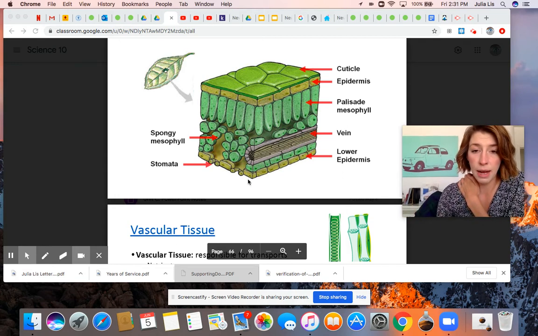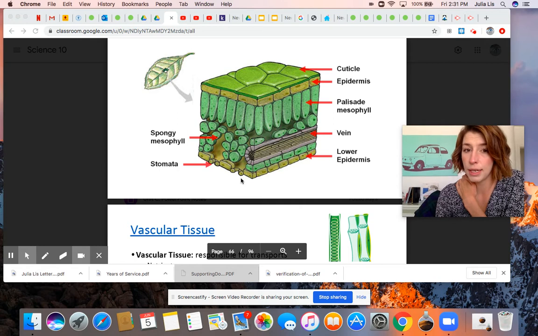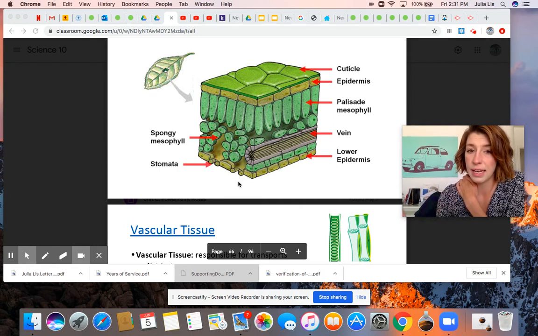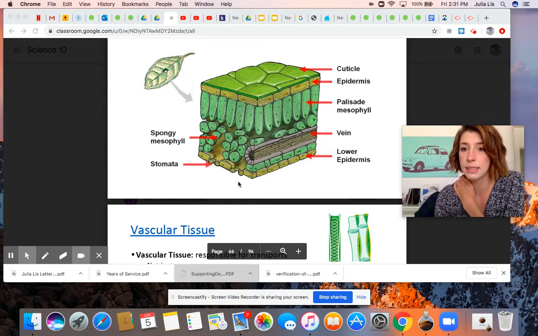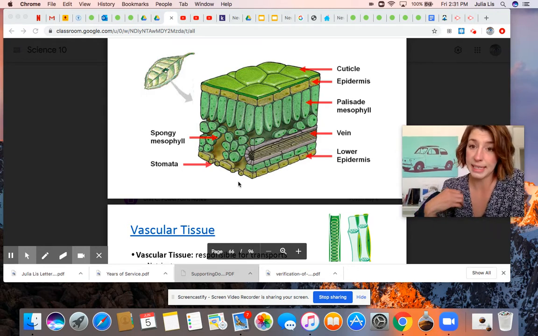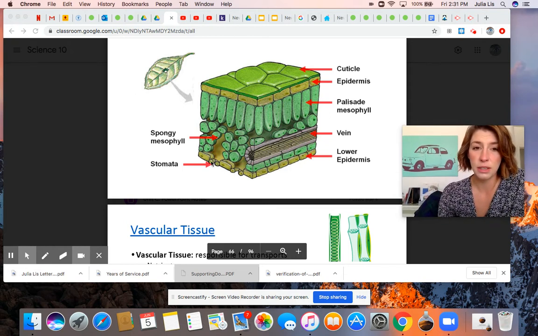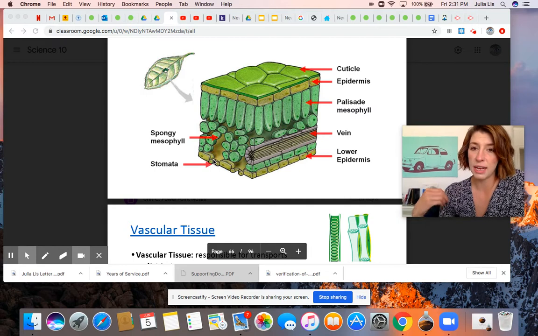The bottom of the dermal tissue, so this is the bottom side of the leaf, you'll notice these little openings or chambers. Those are the stomata. Stomata are where gases are exchanged. In order for photosynthesis to take place, the plant needs to take in carbon dioxide and release oxygen. These little openings allow those gases to enter and exit the leaf. Water loss would also occur here.